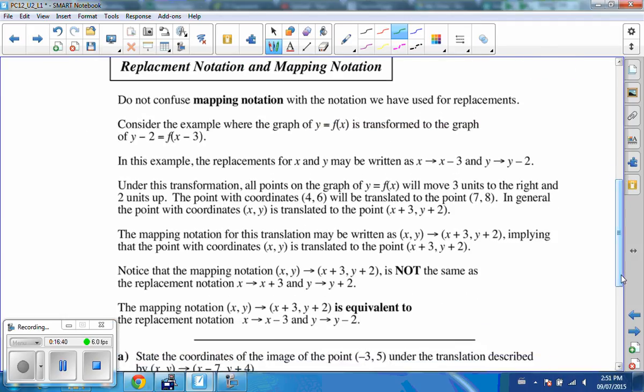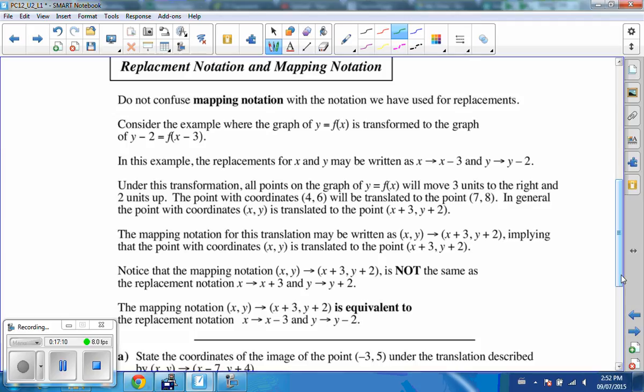Now, there's 2 different notations that they're going to use in the course here: mapping notation and replacement notation. I love understanding mapping notation and replacement notation. There are all sorts of tricky things that they will do that will kind of sneak you through. And if you're really strong with mapping notation and replacement notation, then life gets really, really easy.